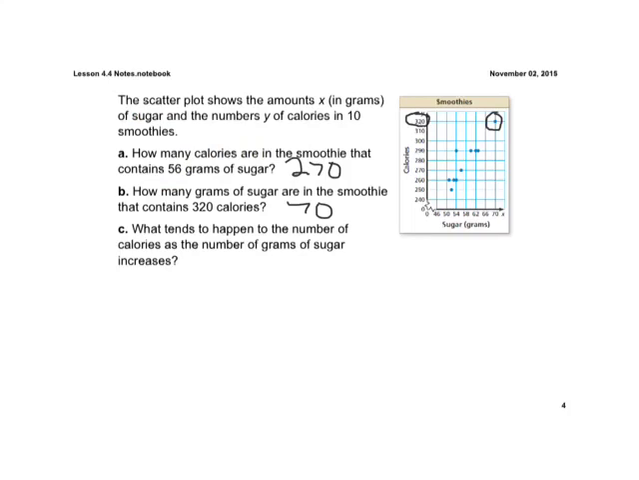Part C says, what tends to happen to the number of calories as the number of grams of sugar increases? So grams of sugar increases, we look at the bottom there. As the grams of sugar increase, we see that the calories also increase. We have this little correlation there, which we'll show on the next slide. As the sugar increases, the calories also increase.